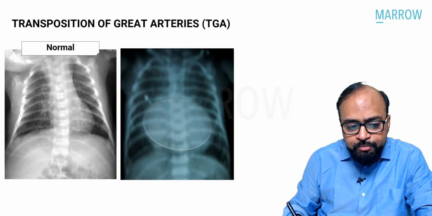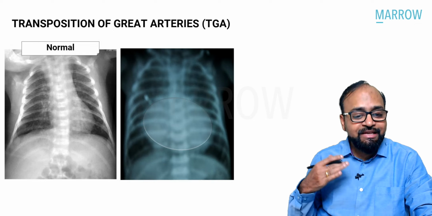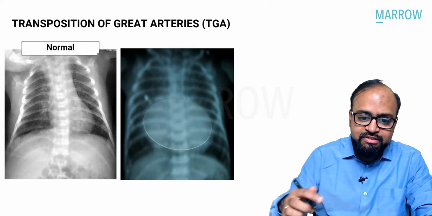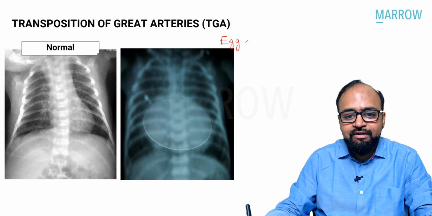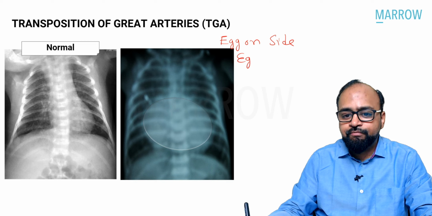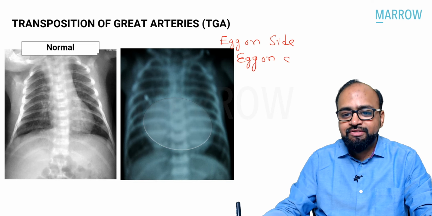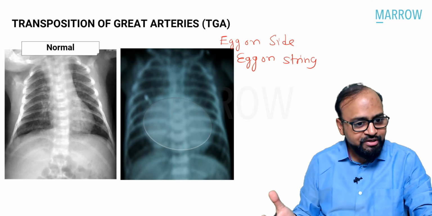Look at this normal appearance of the heart and look at this heart. Now, what is this? This looks like an egg, isn't it? So what is this? This appearance is nothing but your egg on side or egg on string appearance of transposition of great arteries, or TGA.